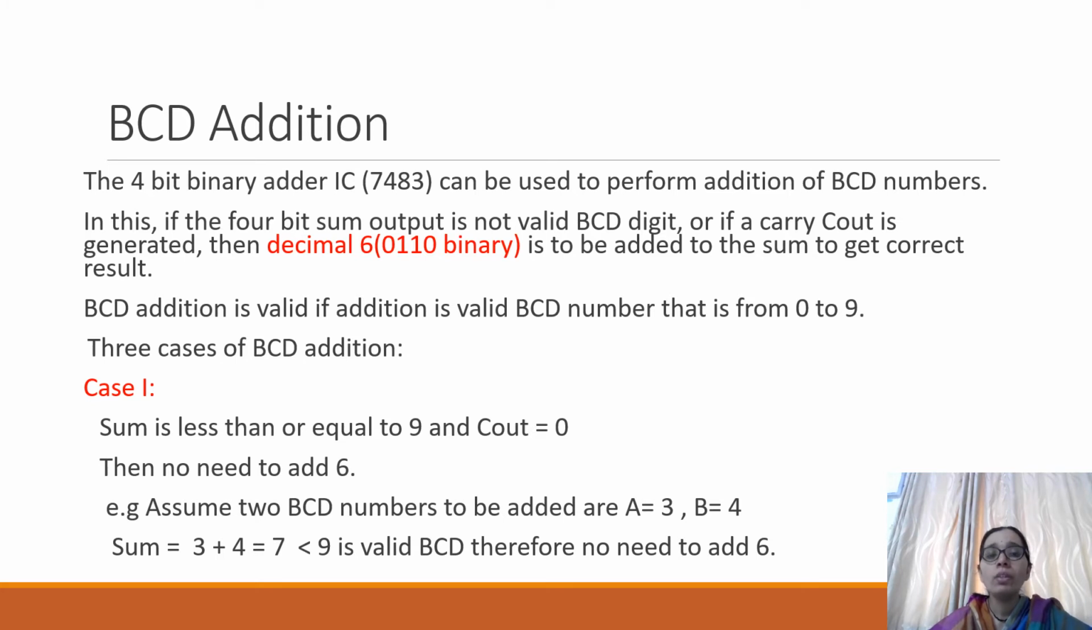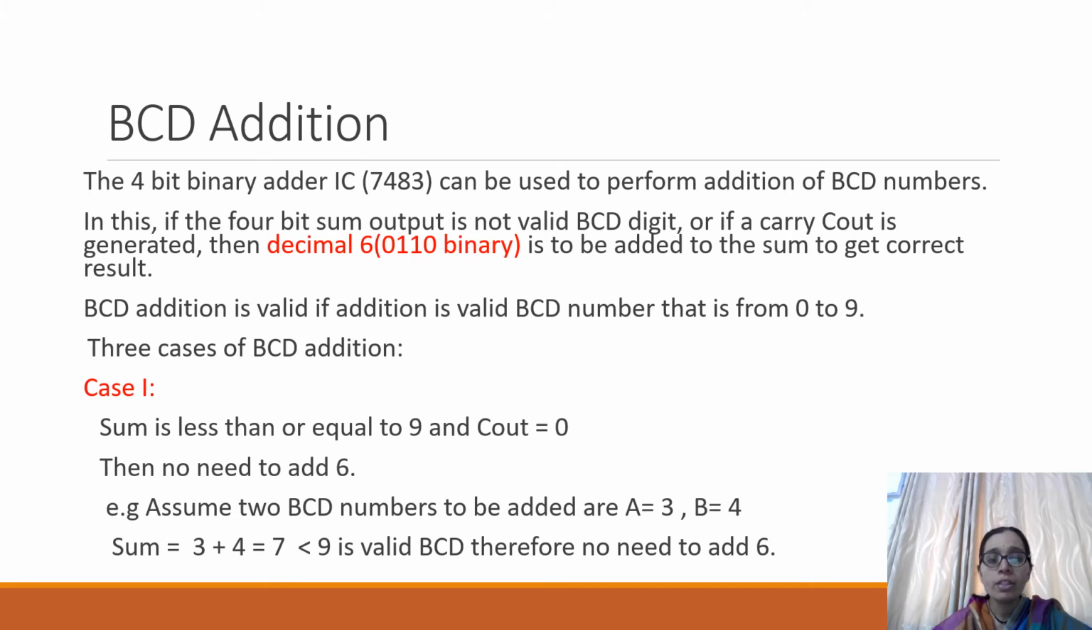If the 4-bit sum output is not a valid BCD digit, or if carry out is generated, then a correction factor is to be added to make the addition valid. And the correction factor to make the BCD addition valid is 6, because 15 minus 9 is 6. Therefore 6 is added to get the correct result.